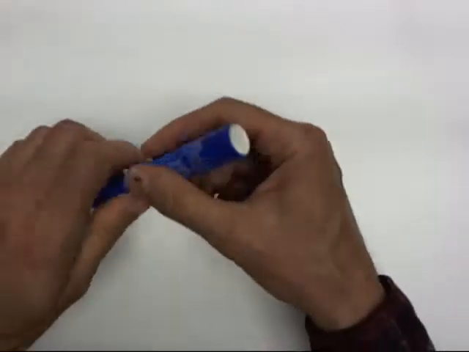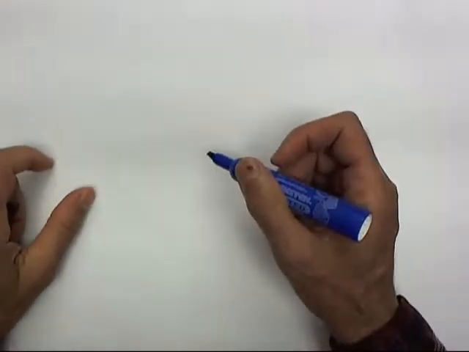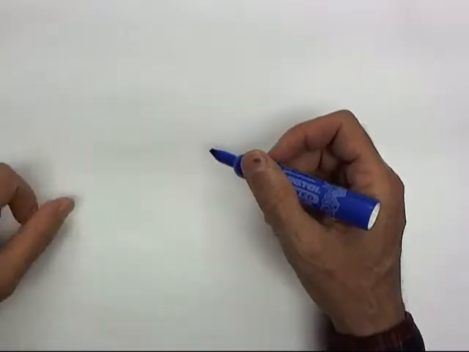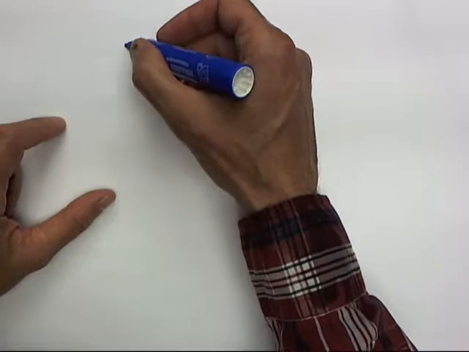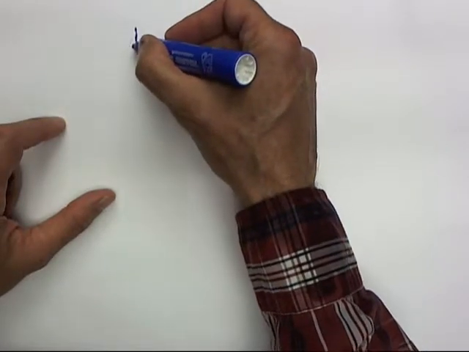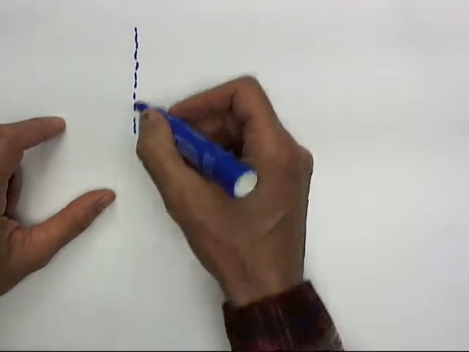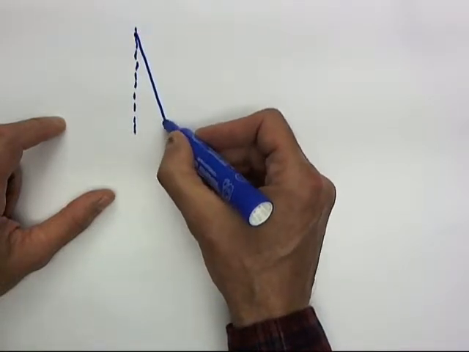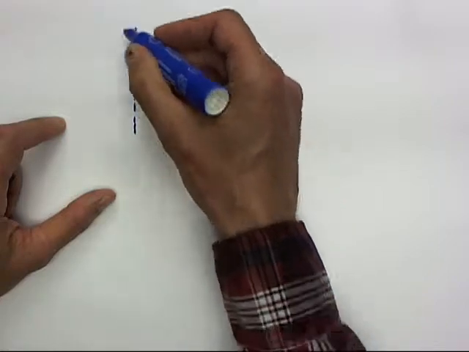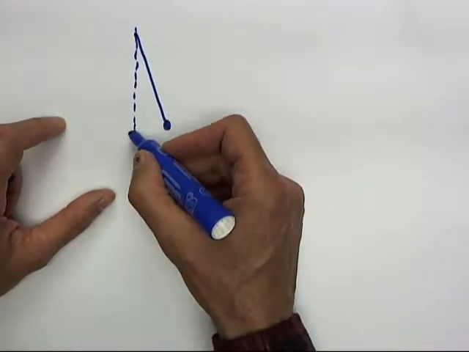Now, you may or may not have had a physics course, so even if you've had physics, you may or may not understand where this pendulum force comes from. So let's just sketch a vertical line and a pendulum at a position away from vertical.